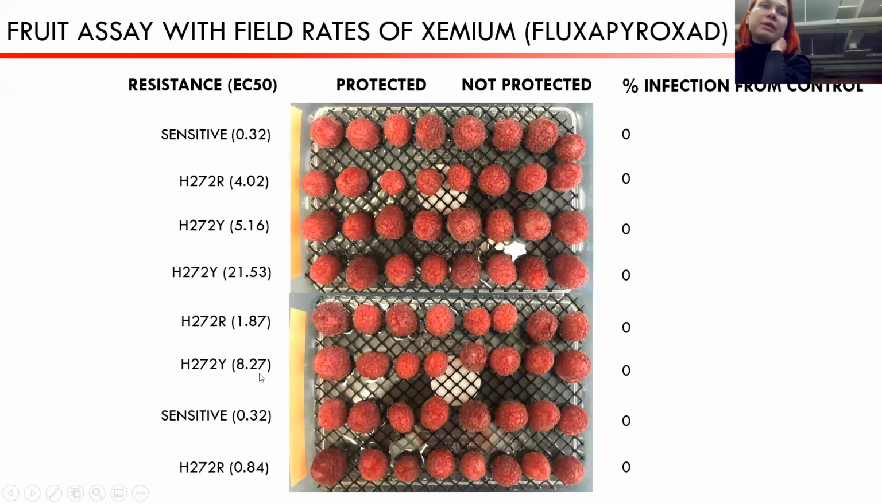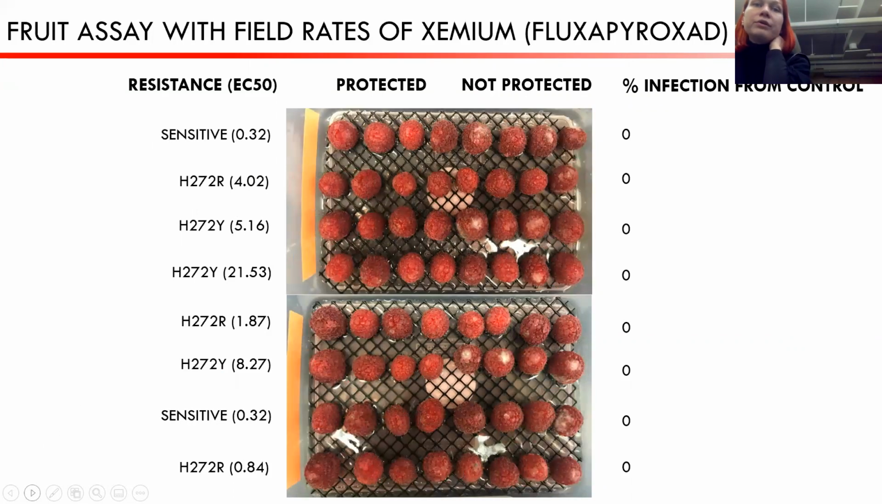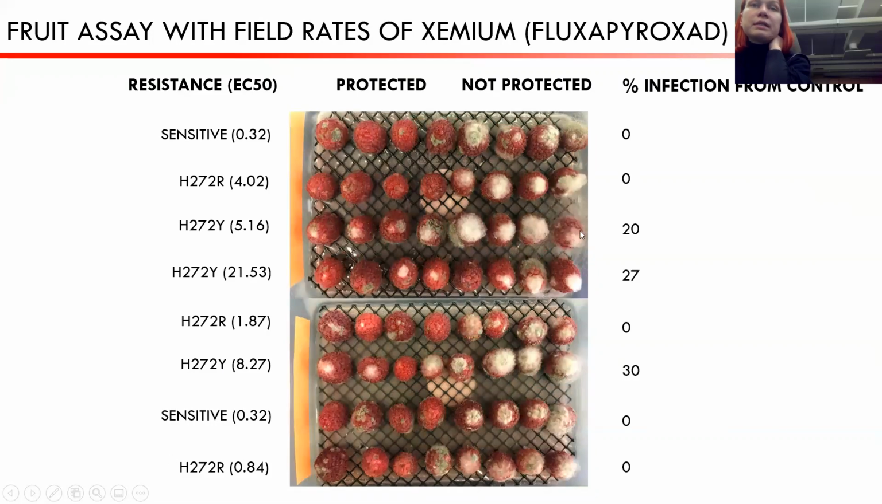Then we had a few different isolates that carried either R or Y mutation with different EC50 values. With time progression, you can see here, after 48 hours, we already start seeing some mold development on our fruit that was not protected with fungicide. And again, after 72 hours, we start seeing some infection on fruit that was also protected with fungicide.